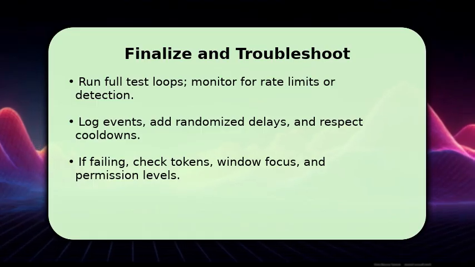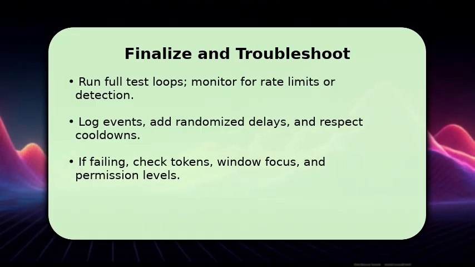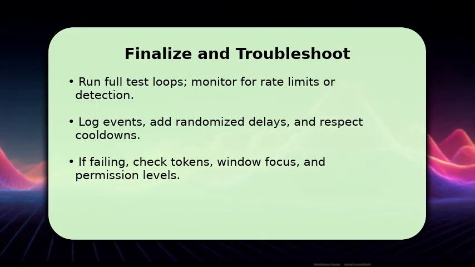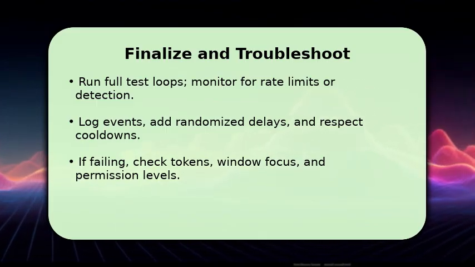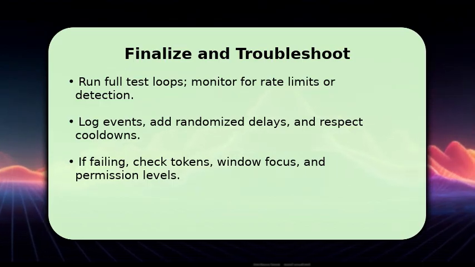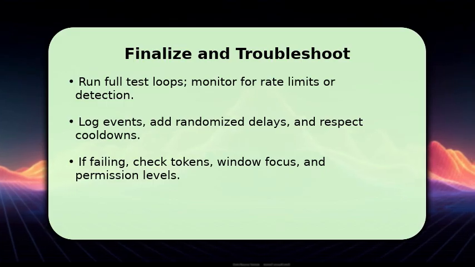If something breaks, check your API token, ensure the Roblox window has focus, and verify Automator has the needed permissions. These are common blockers. Finally, make small timing adjustments and rerun until the automation consistently completes the intended task.